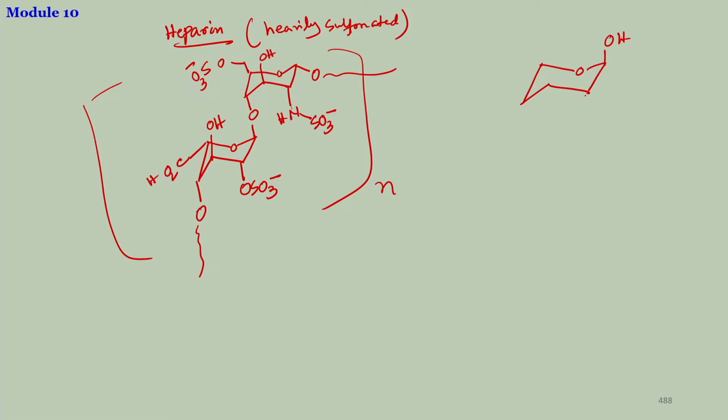OH, down, OH, OH, CO2H, OH. This is your uronic acid.